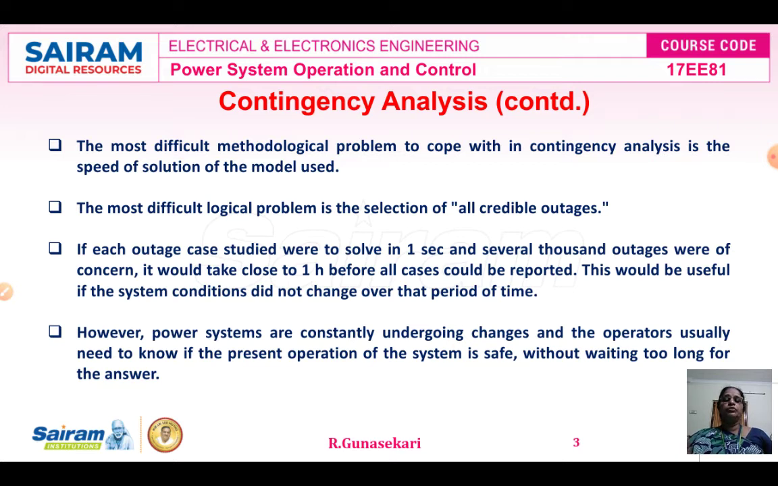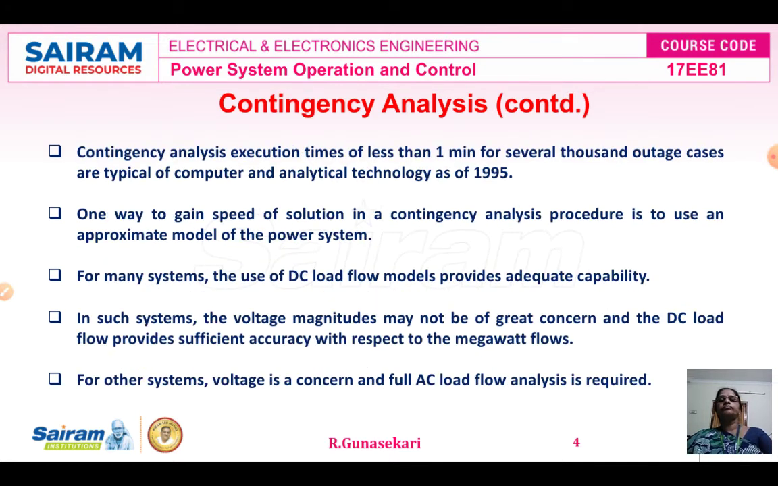This would be useful if the power system conditions did not change over that period of time. But power systems are constantly undergoing changes, and the operators usually need to know if the present operation of the power system is safe without waiting too long for the answer. Contingency analysis execution times of less than 1 minute for several thousand outage cases are typical of the computer and analytical technology.